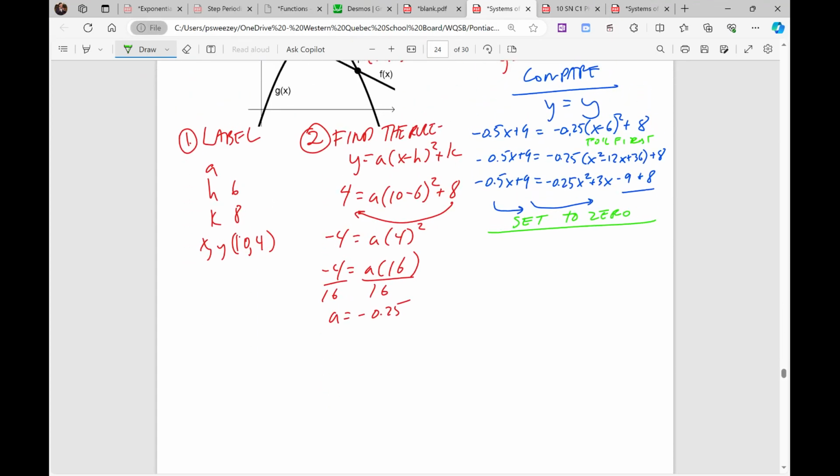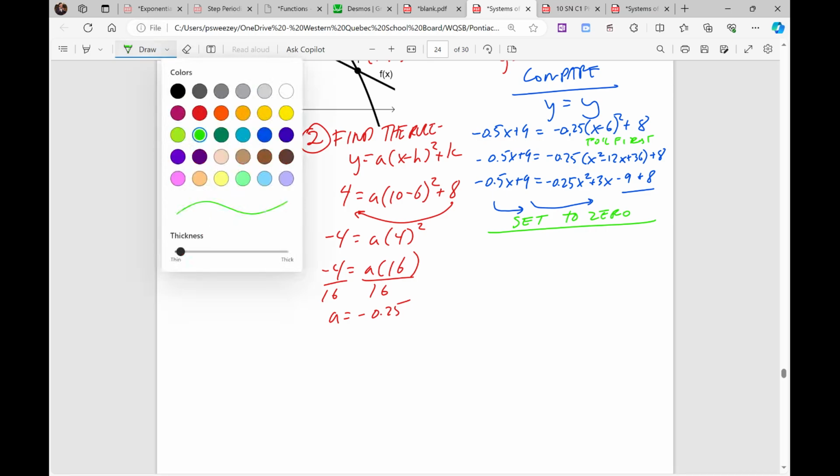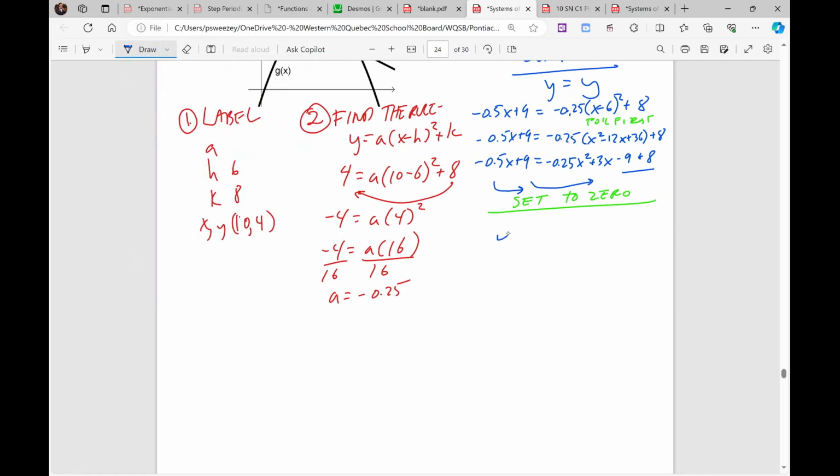Scroll that up. I can then from here set to 0. The x squared is not going to change because there's nothing to actually bring over to combine it with. We'll be adding the 0.5x, so it's plus 3.5x. That negative 9 and 8 became negative 1. When I bring the 9 over, I'll be subtracting it, so I'll end up with negative 10.